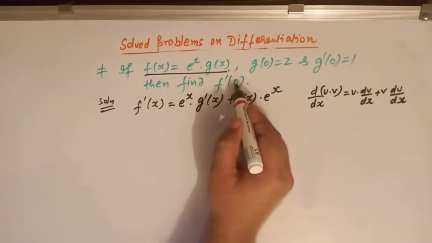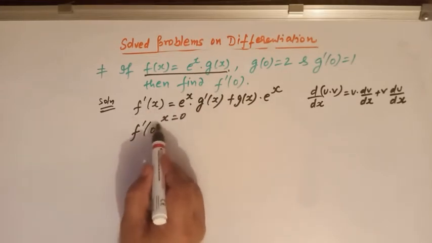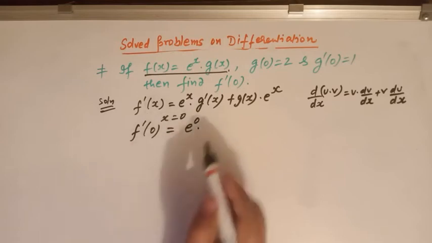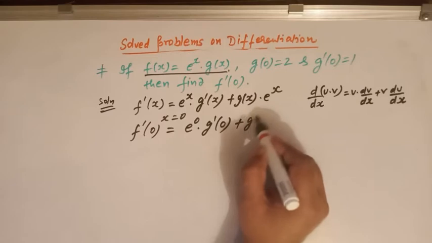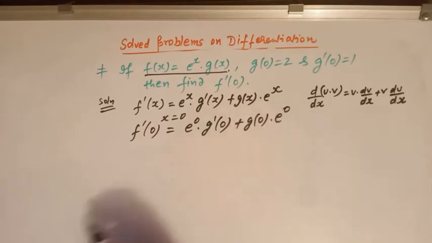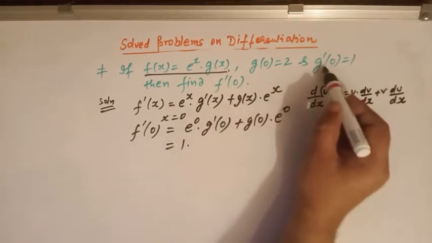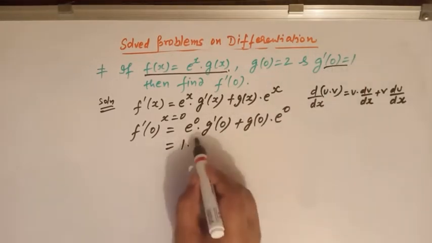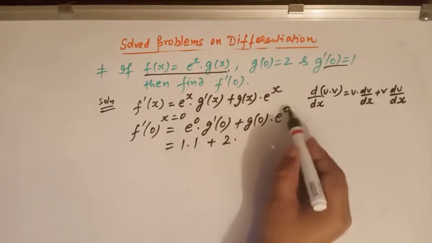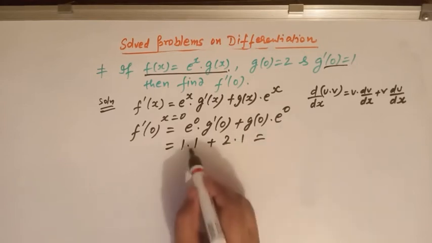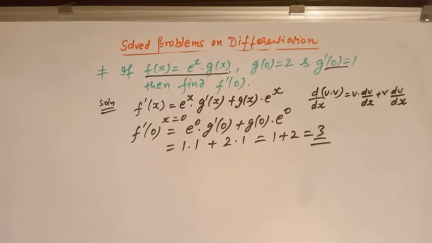Now substitute x equal to 0. So f prime of 0 is equal to e raised to 0 times g prime of 0 plus g of 0 times e raised to 0. So e raised to 0 is 1, g prime of 0 is 1, g of 0 is 2, and e raised to 0 is 1. Clear? So we have 1 plus 2, that is equal to 3. Clear?